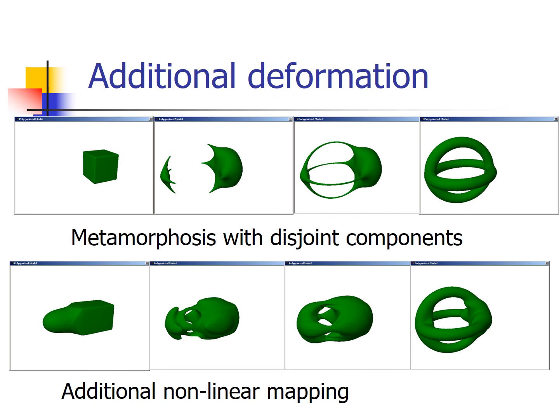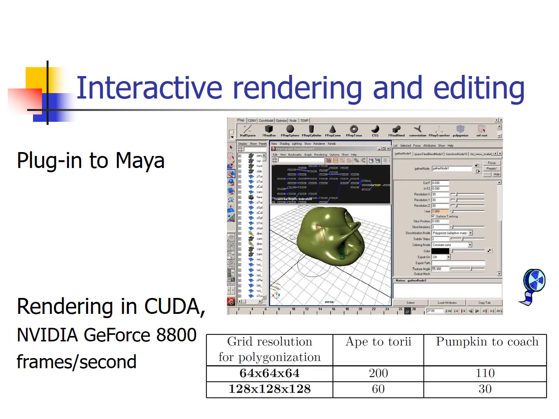We can apply additional deformations. As an example, metamorphosis with disjoint components and additional nonlinear mappings. For interactive rendering and editing of 3D animation using the space-time blending operation, we have a modeler for Maya software that allows us to export the functionally presented model to different formats. In this case, we just export the function as CUDA code and use the NVIDIA compiler to produce the actual code performing evaluation on the GPU. The model can then be rendered in real time in our viewer, in a game, or some other application.